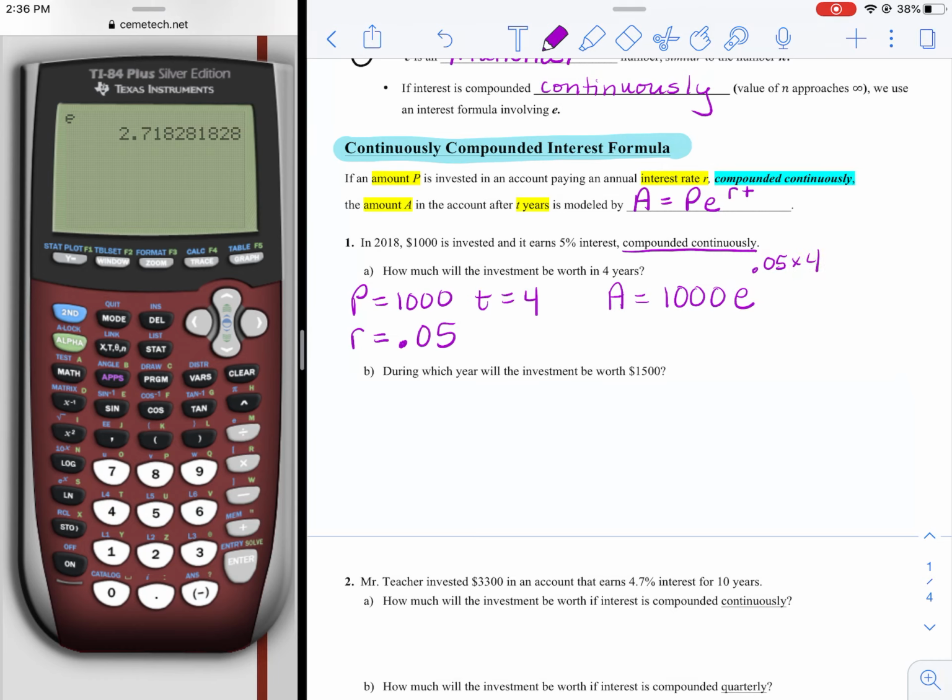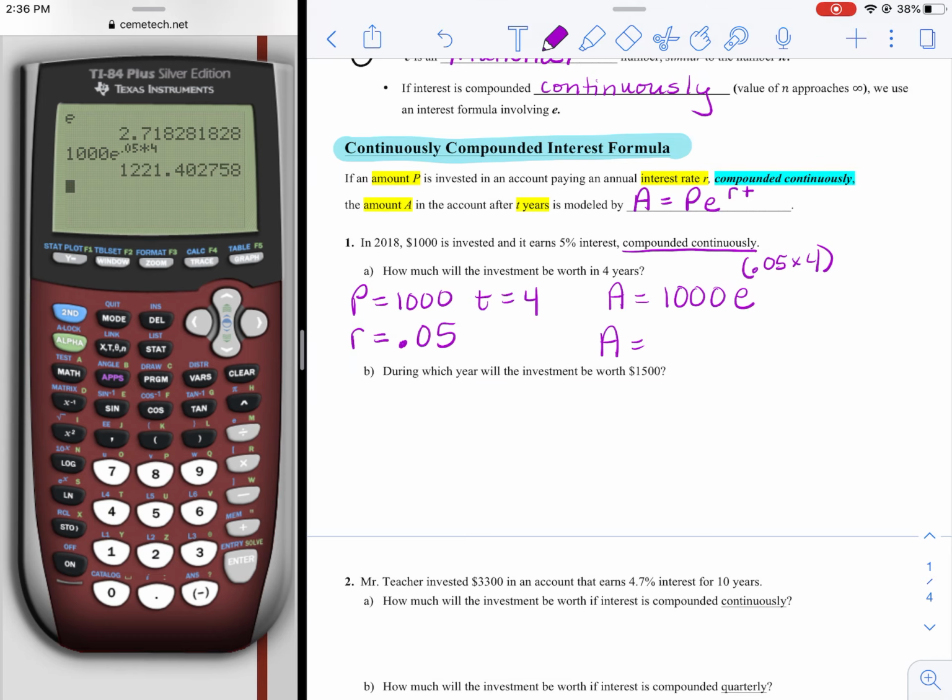1,000 times e to the 0.05 times 4. That's the exponent. If you have an older model of a calculator, you have to type that with parentheses. If you've got a calculator like the one on my screen, you do not need the parentheses. So we've got 1,000. Now if you hit second ln, on the left side of your calculator, it's two keys above the on button, it will put e on your screen and it will automatically raise that to a power.